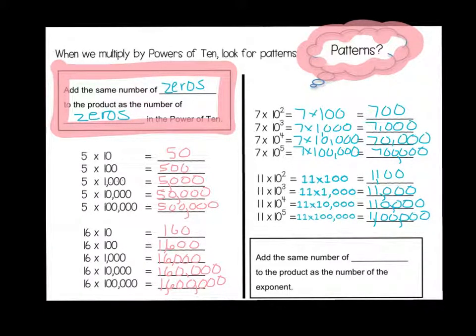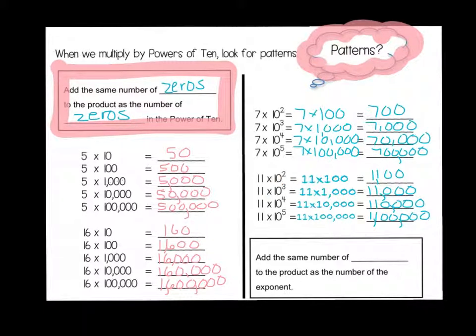Now, hopefully you were successful. If you looked at 11 times 10 to the second power, that means it's 11 times 100. So I just wrote down 11, and then I added 2 zeros at the end for my shortcut, and then added a comma, giving me my answer of 1,100.